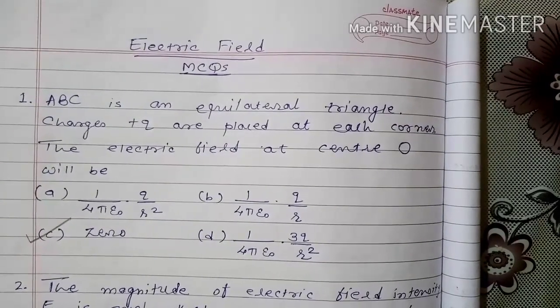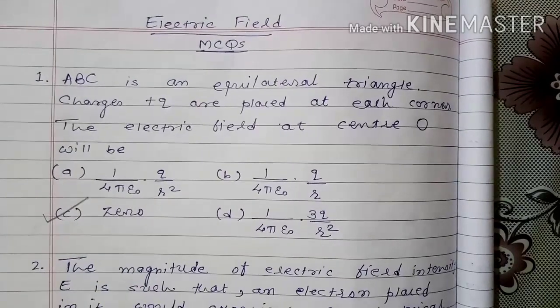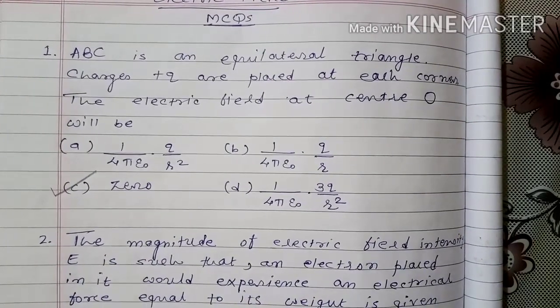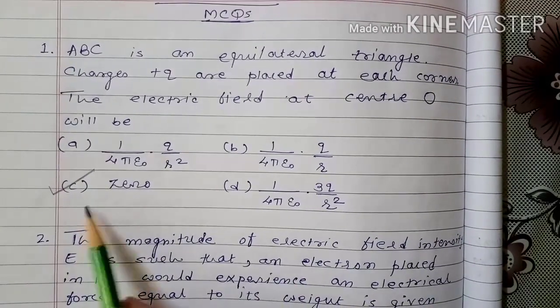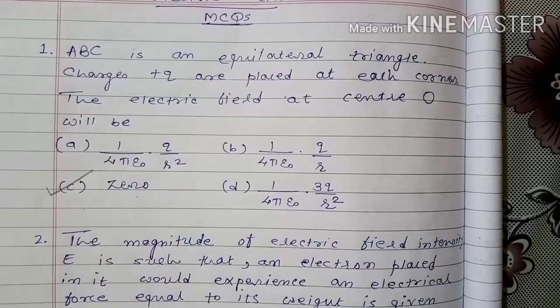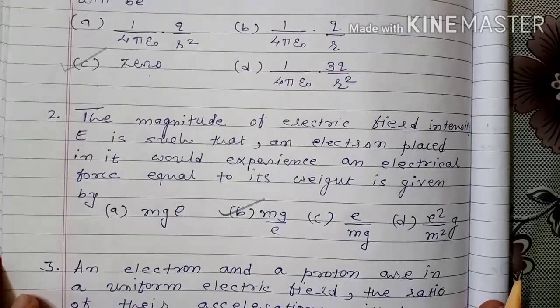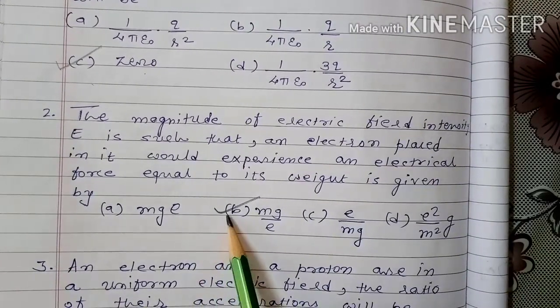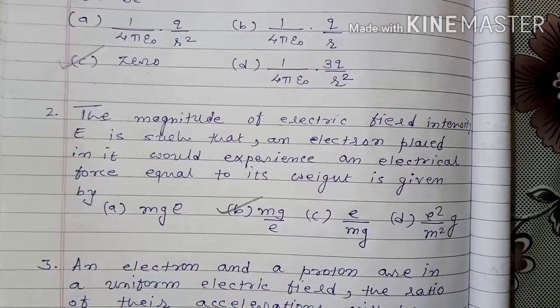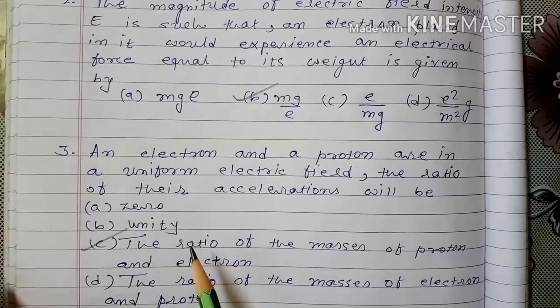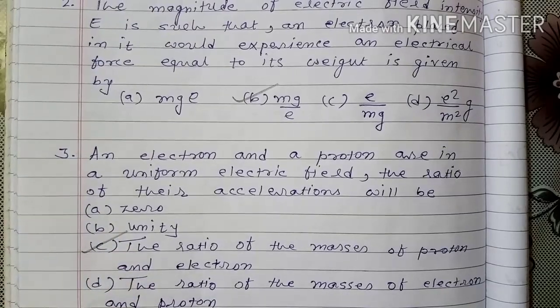First I will give you answers of MCQs based on electric field. Answer of first MCQ is 0. Option C is the correct answer. Option B is the correct answer for second MCQ. Option C is the correct answer for third MCQ.